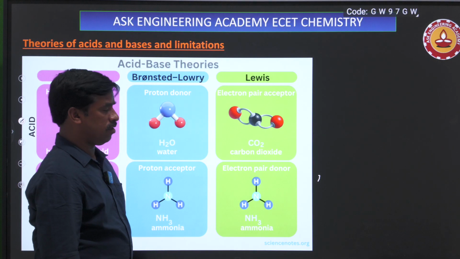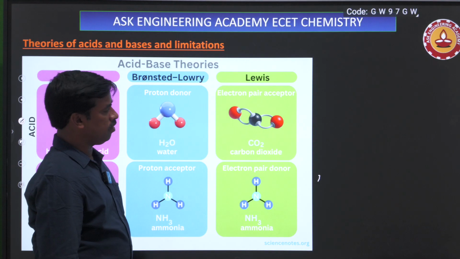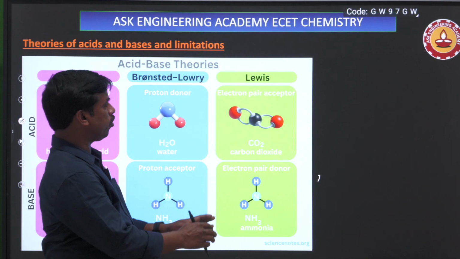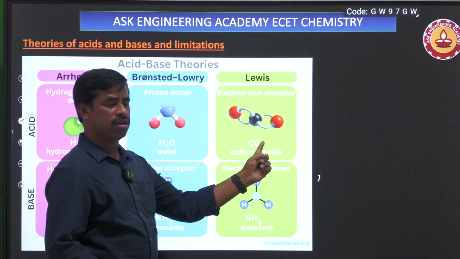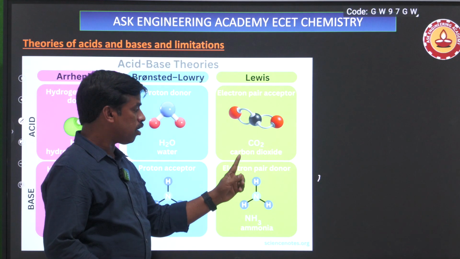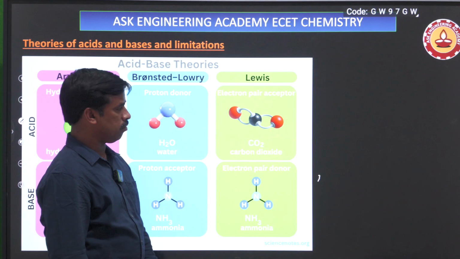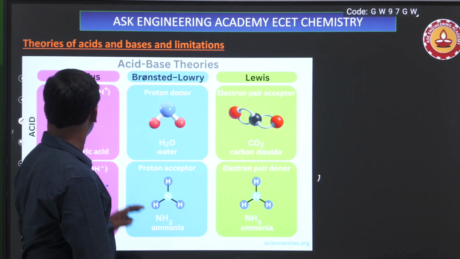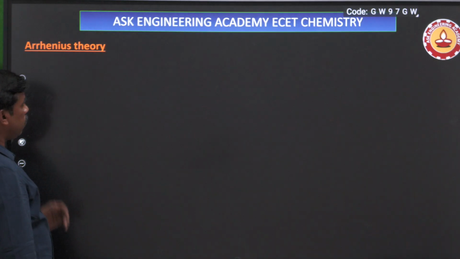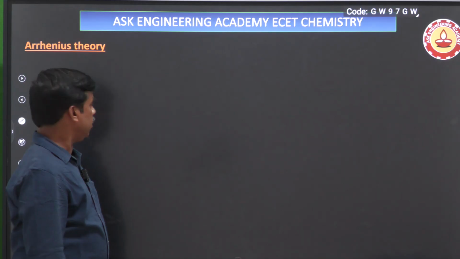According to Lewis, it is a base. Finally, I am concluding: an electron pair acceptor is an acid, and an electron pair donor is a base. Okay, these three theories, one by one I would like to explain.